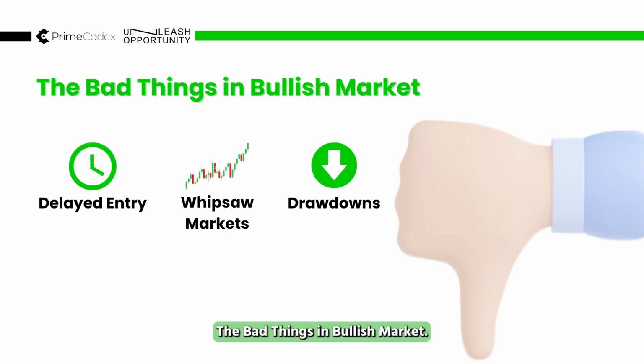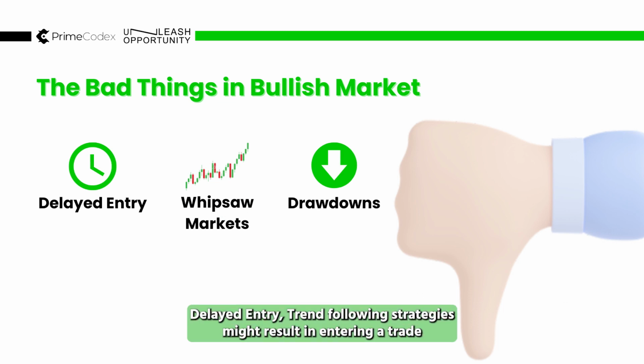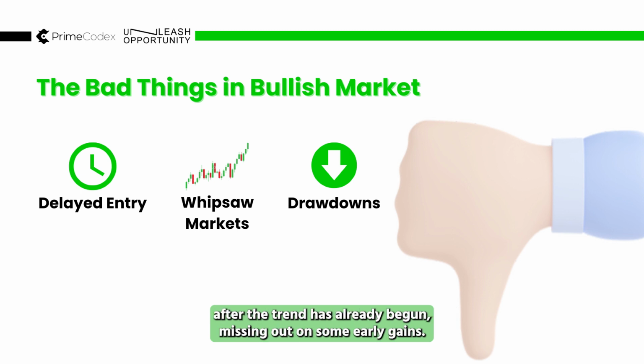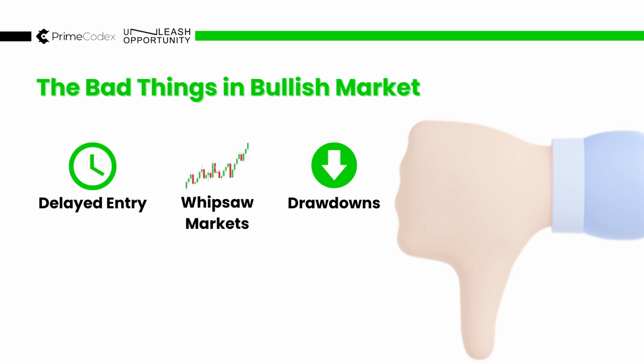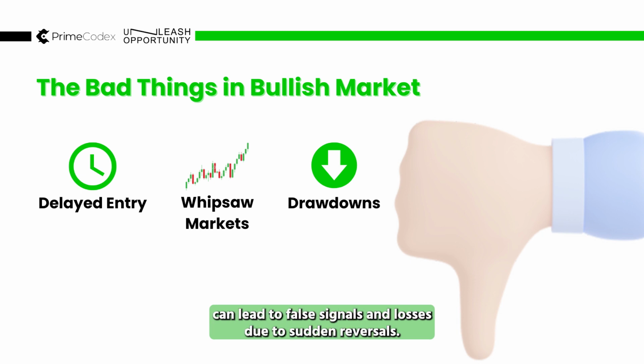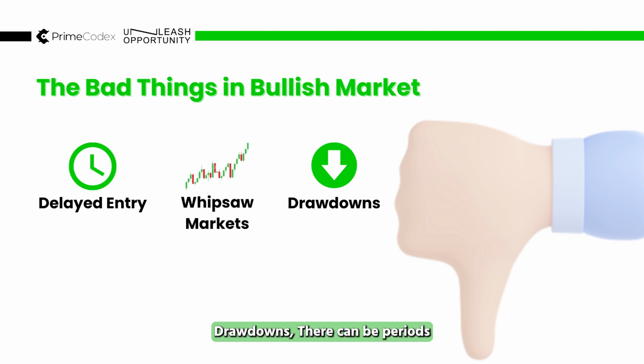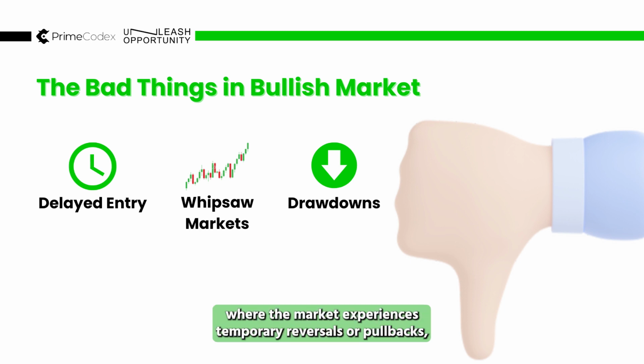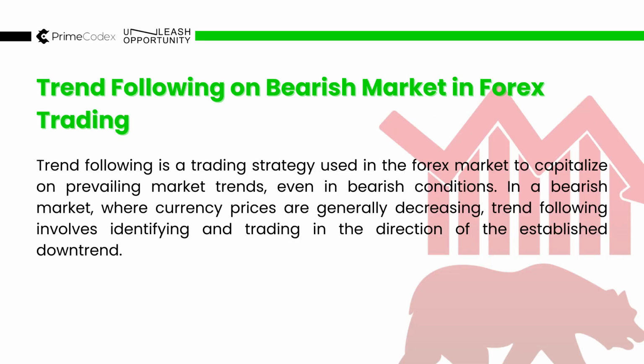The bad things in bullish market. Delayed entry. Trend following strategies might result in entering a trade after the trend has already begun, missing out on some early gains. Whipsaw markets. In volatile or sideways markets, trend following can lead to false signals and losses due to sudden reversals. Drawdown. There can be periods where the market experiences temporary reversals or pullbacks, leading to potential drawdowns before the trend resumes. Okay, let's move to the bearish one, also with a practical explanation.